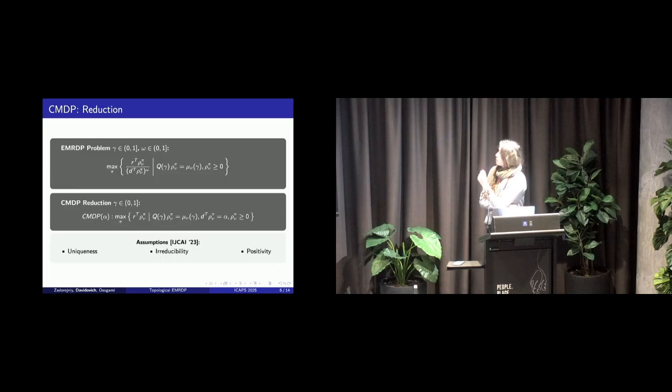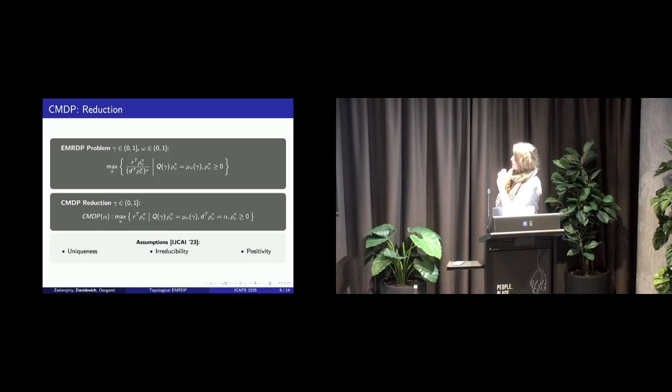So here's how we formulate EMRDP in terms of measures on the state action space. As a constrained problem, we can get a constrained MDP reduction from this problem, and that's dependent on a risk value alpha, and allows us to solve the EMRDP.